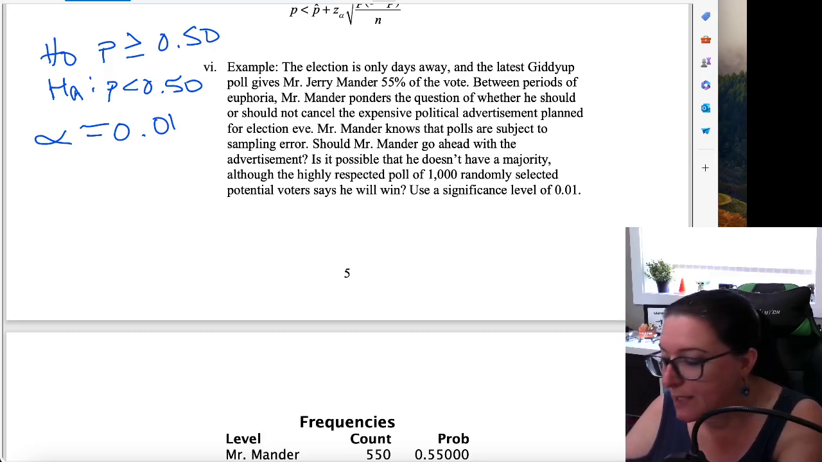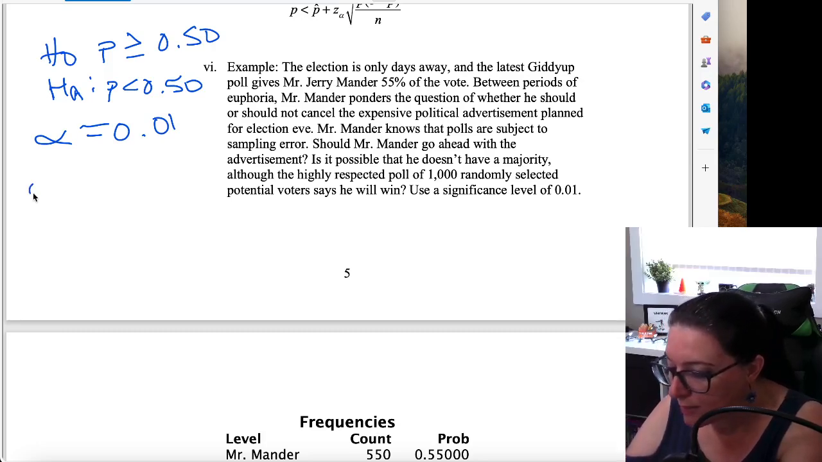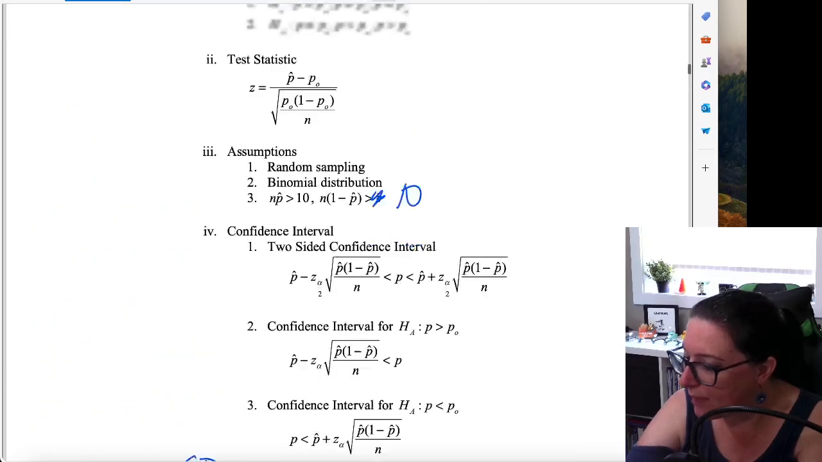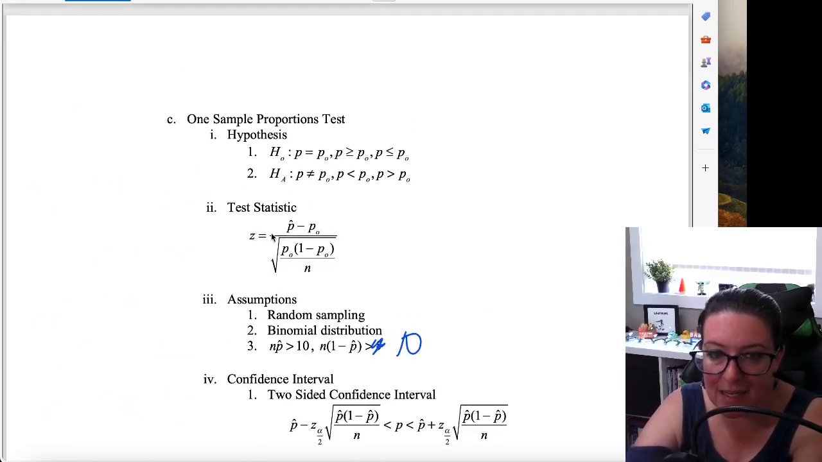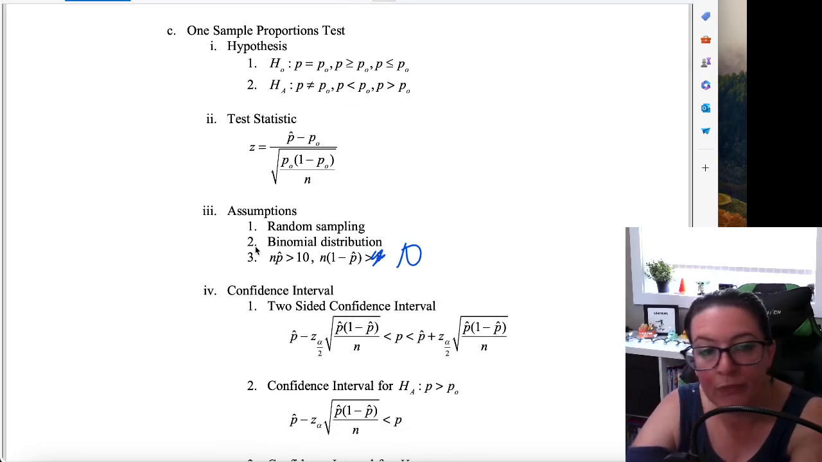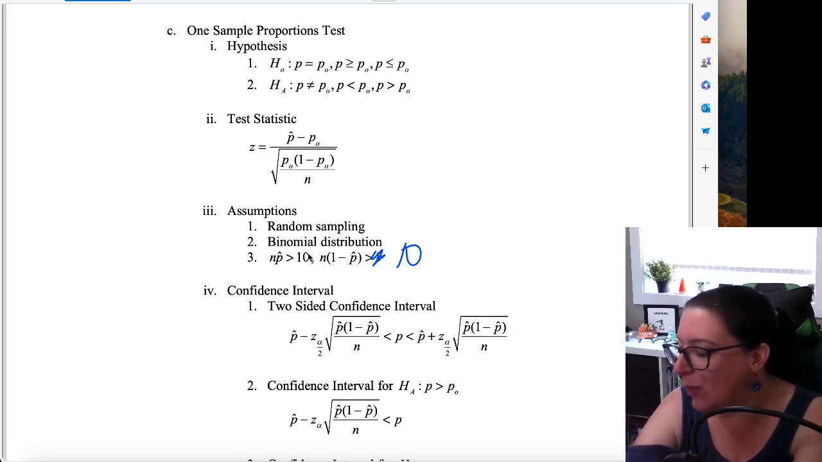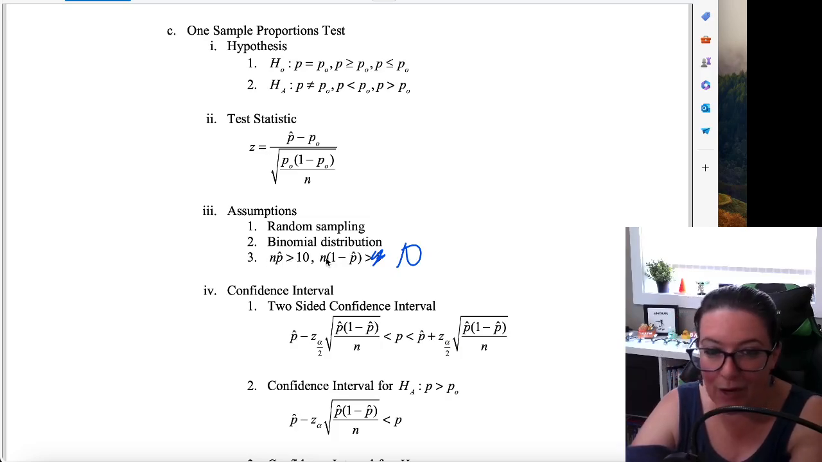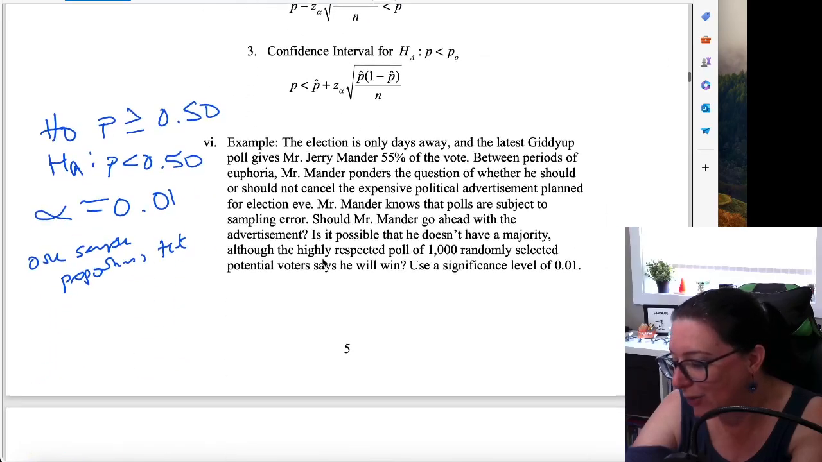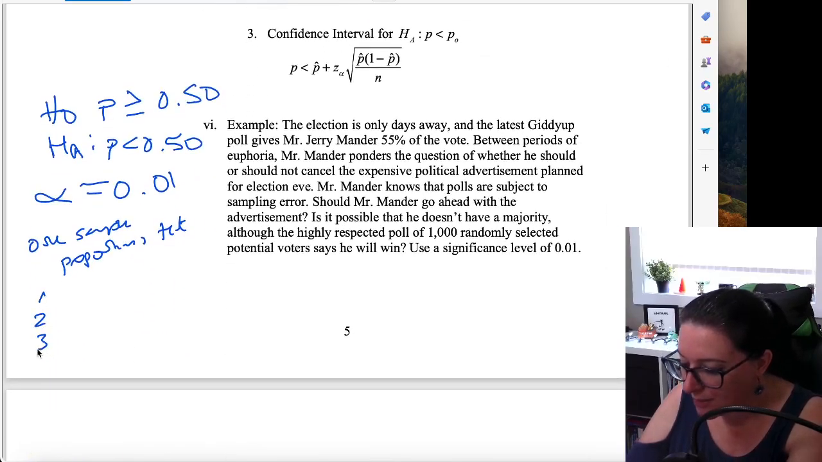The next thing we do is specify the test statistic, which is a one sample proportions test. We could then say here is the test statistic, z equals p hat minus p naught, and so on. The other thing we do is specify the assumptions. Our assumptions here are a random sample, binomial distribution, and a large enough sample size in order to turn that binomial into a sampling distribution with a normal distribution. So n times p hat greater than 10, n times 1 minus p hat greater than 10. So we would outline those assumptions.